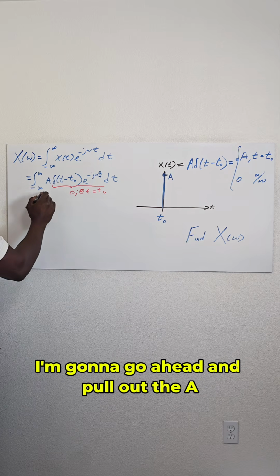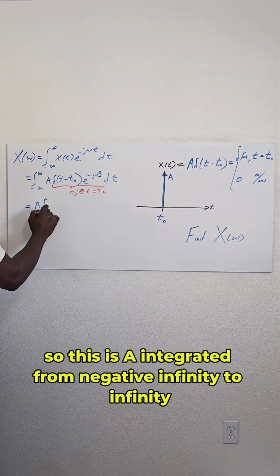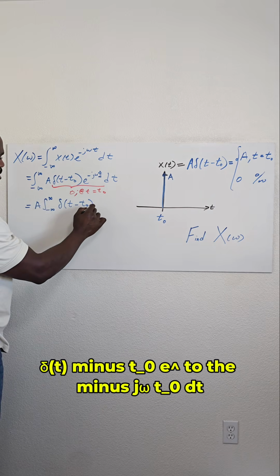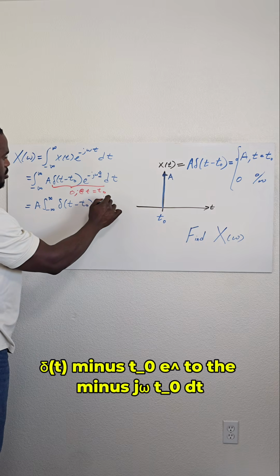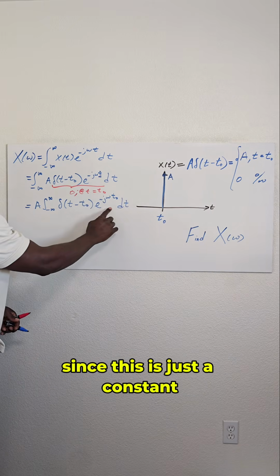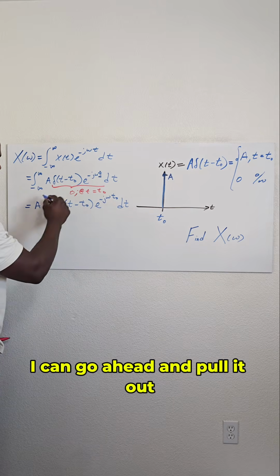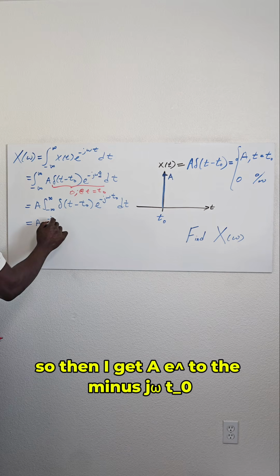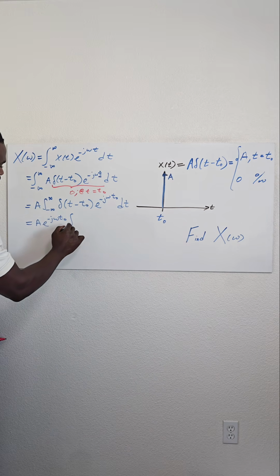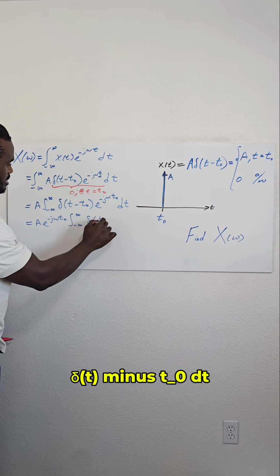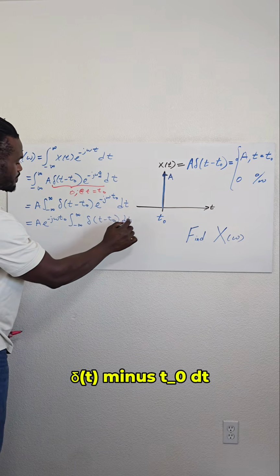I'm going to go ahead and pull out the a. So this is a integrated from negative infinity to infinity, delta(t - t naught) e to the minus j omega t naught dt. Since this is just a constant, I can go ahead and pull it out. So then I get a e to the minus j omega t naught integrated from negative infinity to infinity, delta(t - t naught) dt.